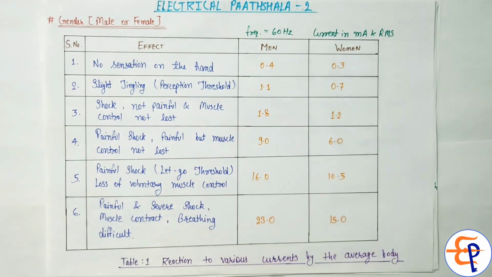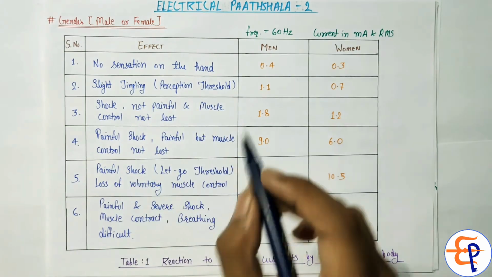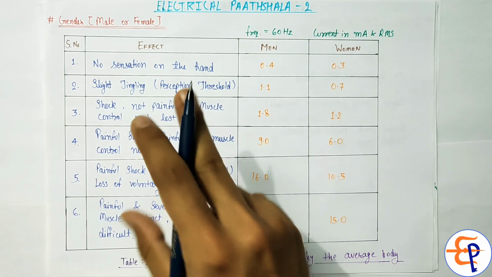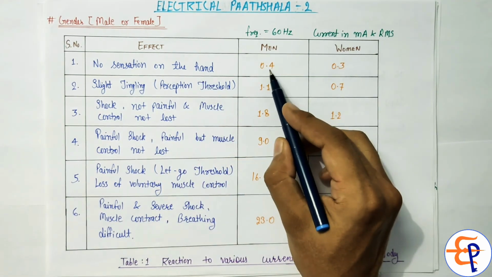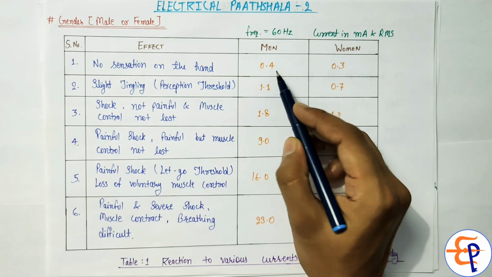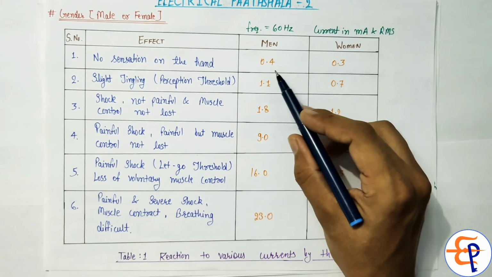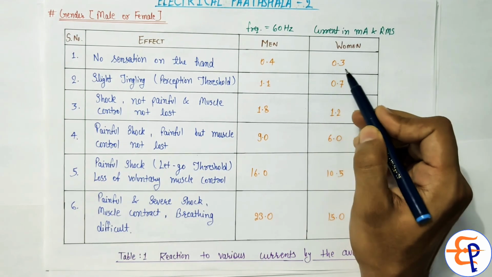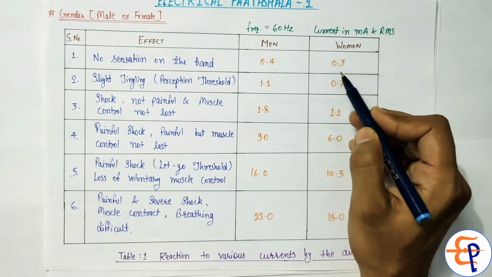So guys, let's see. The first effect is no sensation on the hand. It means that if this amount of current is passing through a man's or woman's body, then they will feel no sensation. This effect occurs in a man's body at 0.4 milliampere current, while in a woman's body at 0.3 milliampere. It means that a man will not feel any sensation in his body up to 0.4 milliampere current, while a woman will not feel any sensation in her body up to 0.3 milliampere current.